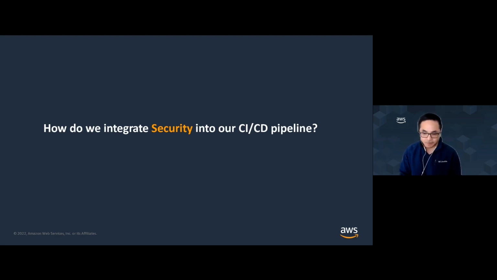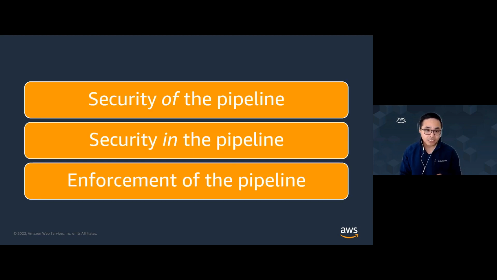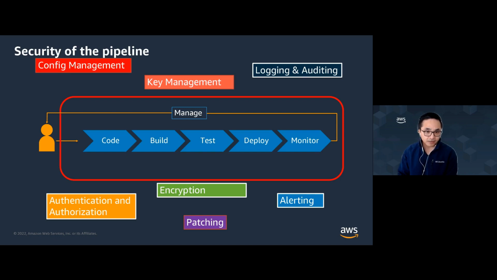From AWS, our understanding is that when you want to integrate security into your CI/CD pipeline, we look at three pillars. First is the security of the pipeline, second is security in the pipeline, and third is the enforcement of the pipeline itself. Right? I'll go through each of these and explain briefly what I mean. Firstly, security of the pipeline itself. This aligns with infrastructure best practices.